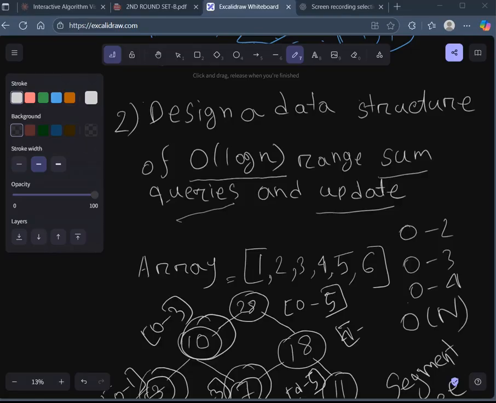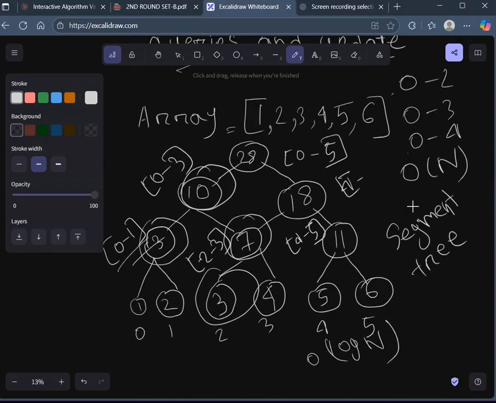Now, on to the second question. We have to design a data structure which can sum queries and update them in O(log n) time. If we think about a normal array, we can sum from 0 to 2, 0 to 3, or 0 to 4 manually in O(n) time, which is not good for us. We have to reduce this time complexity, so we will use a data structure called the segment tree.